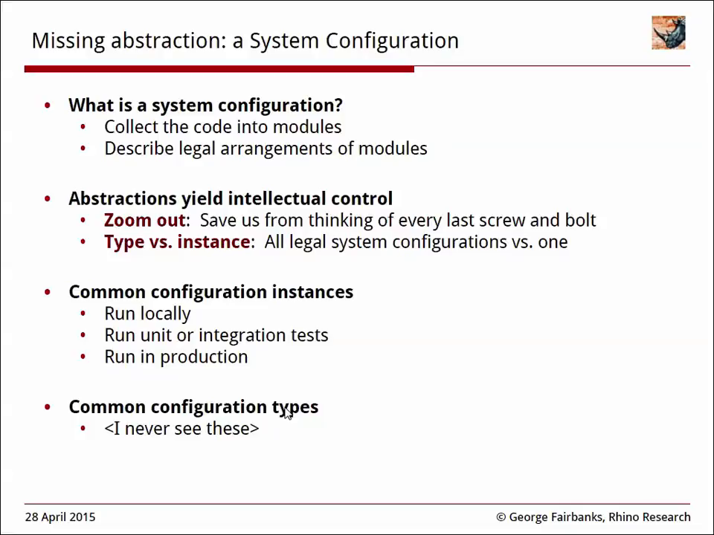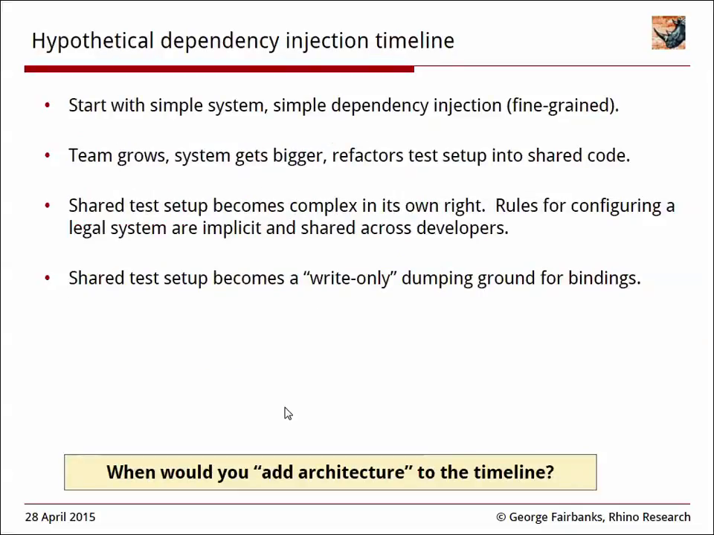So I bet this rings true with you when you think about the common configuration instances that you have in your system. You've got the configuration you run on your machine. You've got unit or integration tests that are different configurations that you're going to run. And then certainly you've got a production configuration that you're expecting to run. And in fact, there might be many more. However, what I don't generally see is the configuration types. That is, the description of how this system is allowed to vary. What are the variability points? Which modules are required? Which ones can be repeated? And so forth.